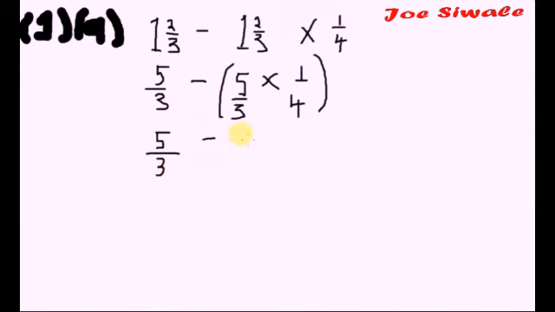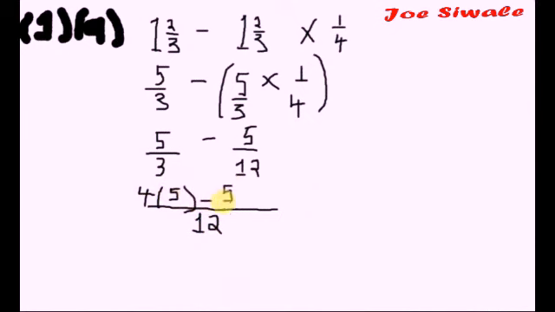And if you consider BODMAS, the first thing that comes is multiplication. So I'll multiply 5 over 3 multiplied by 1 over 4. 5 multiplied by 1, that's 5. 3 multiplied by 4, that's 12. So I'm going to have 5 over 3 minus 5 over 12. And the lowest common denominator between 3 and 12, that's 12. 3 into 12, that's 4.